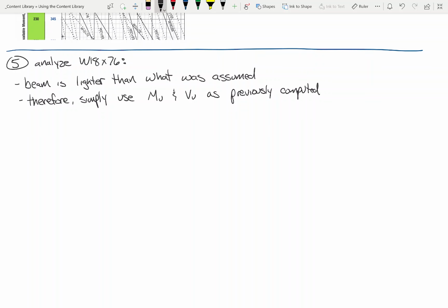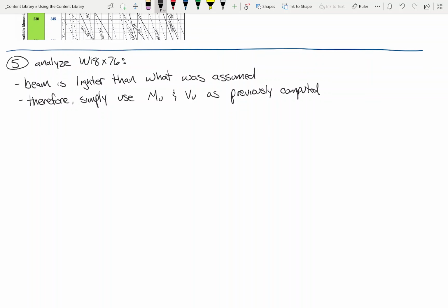Okay, so the beam is lighter than what we assumed. We assumed 100 pounds per foot, and we have an 18 by 76. So I'm just going to use the MU and the VU that we computed from before. So if it works, it works. Now, let's say that it doesn't work, but it just barely doesn't work. Like the performance ratio is 1.0001. Then I'll update the weights. But if it works, it's going to work. And I'm fairly comfortable that this is the lightest shape that I could find that would withstand these loads. So I'm just going to use the MU and the VU as previously computed.